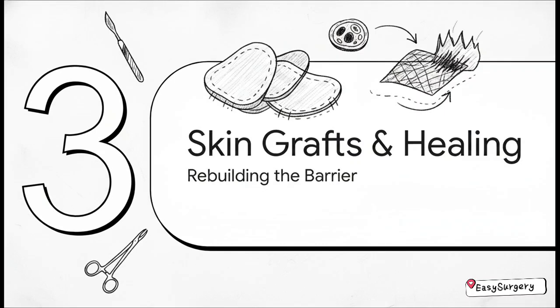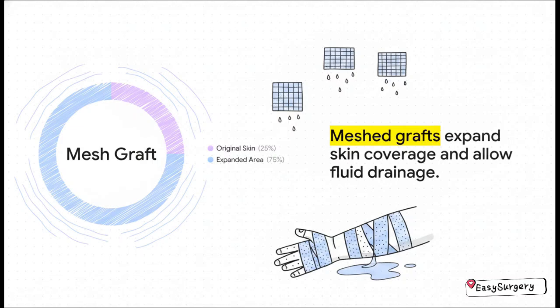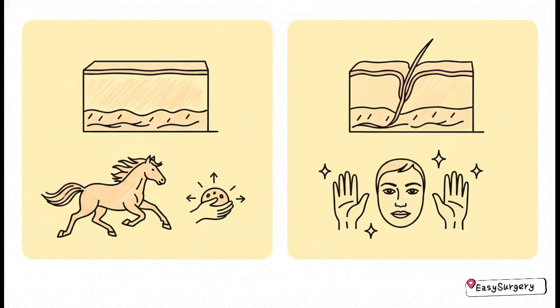Rebuilding the barrier. All right, let's head to the operating room and see exactly how we permanently close these excised wounds. Say you have a patient with a massive total body surface area burn. We simply might not have enough healthy donor skin to cover it. That's where meshed grafts come in. By running the skin through a mesher at ratios like 1.5 to 1 or 3 to 1, we vastly expand the area our donor skin can cover. It stretches out like a net. Plus, those little mesh holes allow underlying fluid to drain out, which, as we'll see in a second, is completely vital for graft survival. Let's compare our two main types of grafts.